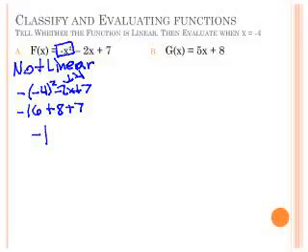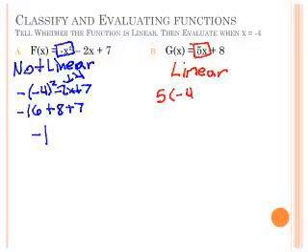Now the important piece to look at is right here. We don't have anything else except for this x term to the first. All the 8 does is shift it around a little bit. We're looking for x's, and since the only one we have is just an x, we know that this one is linear.